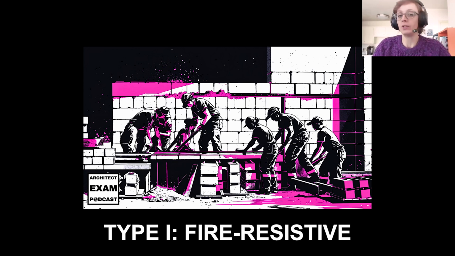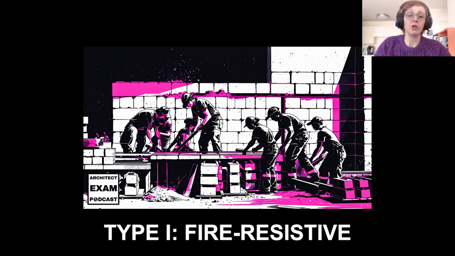And then we come to type 1 construction, which actually has 2 subtypes. So we have type 1A, which is the most stringent with a 3-hour structural frame rating. Type 1B is slightly less with a 2-hour rating. This is your most expensive construction type, but allows virtually unlimited height and area.